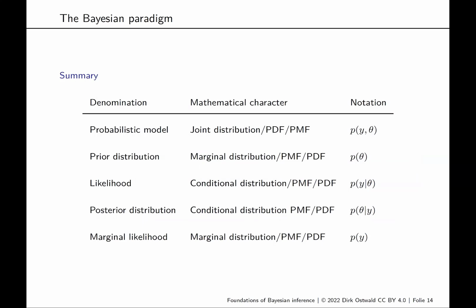So this is a summary. I didn't include the posterior predictive distribution in there, so just completing it with the marginal likelihood. So these are the core probability distributions in a Bayesian inference setting. Bayesian inference, in essence, means deriving the posterior distribution, this conditional distribution, in such a joint model that you specify in terms of a prior and likelihood.